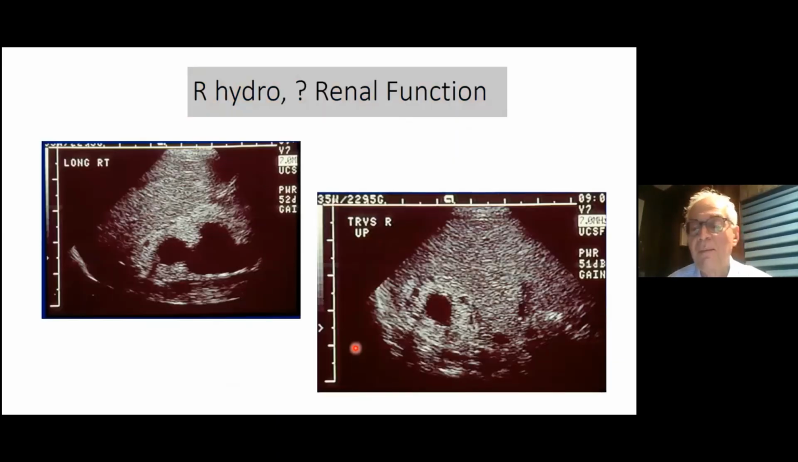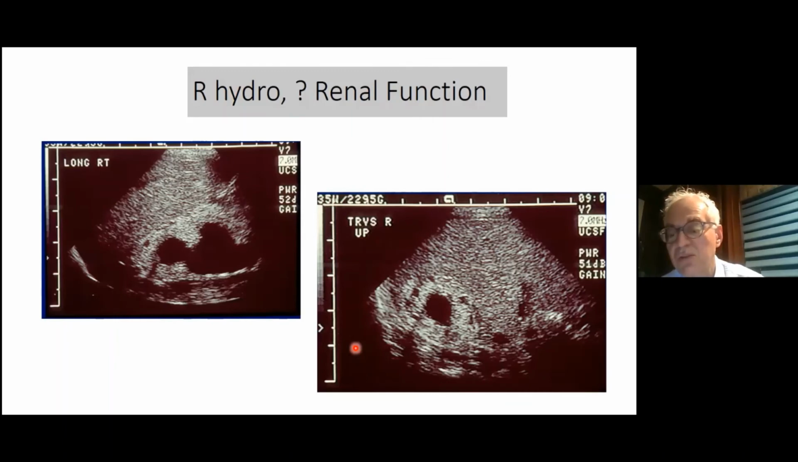Okay, we'll do a couple more because I know it's getting late. I thought this would be an interesting one. This is a very poor quality ultrasound, but it makes kind of a key point. This is right hydronephrosis diagnosed prenatally. This is the postnatal ultrasound. We talked about renal function. Guess how much renal function this kidney would have if we did a diuretic renogram or a DMSA. Give me some idea what you think the renal function would be.